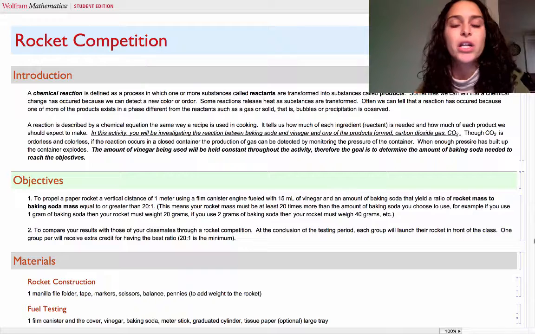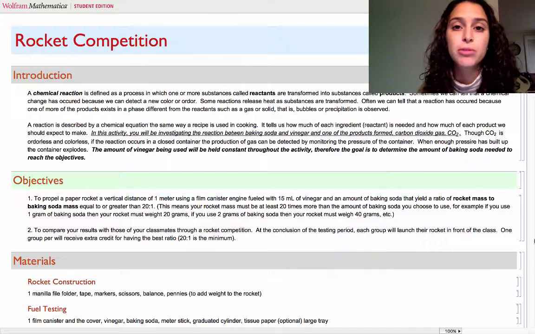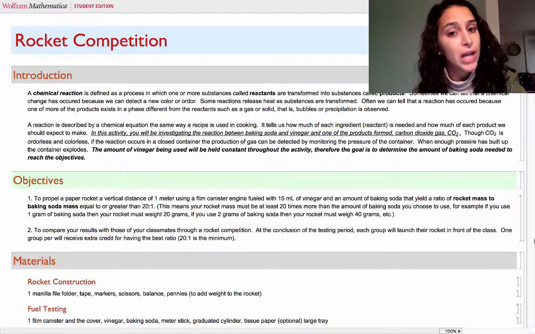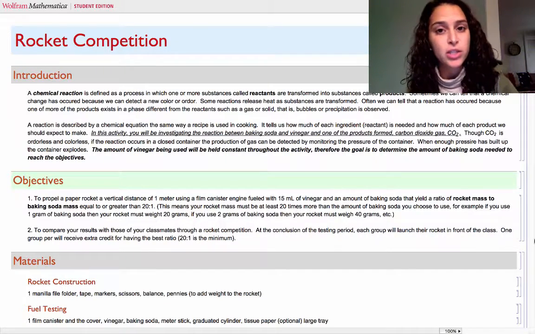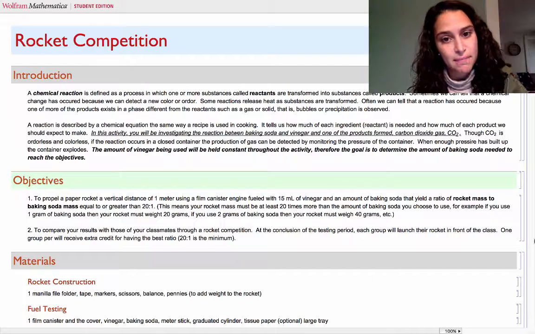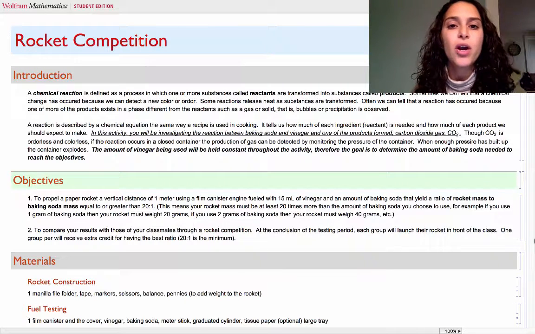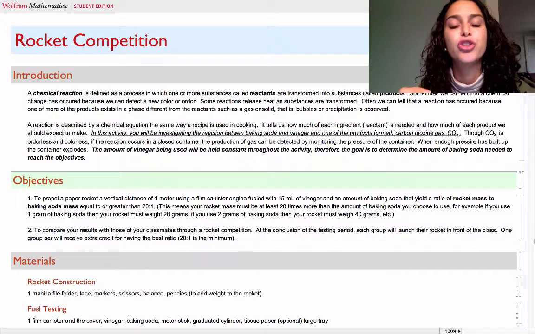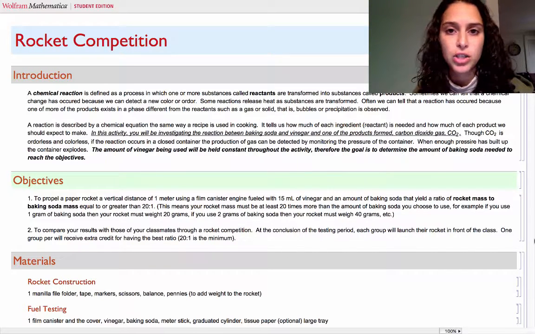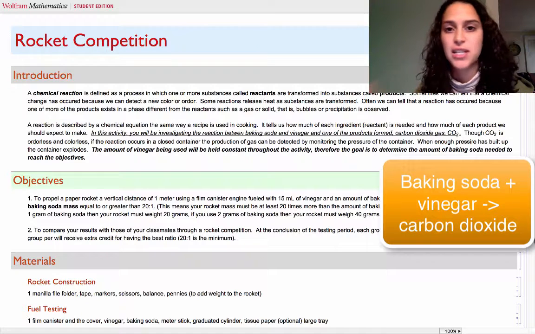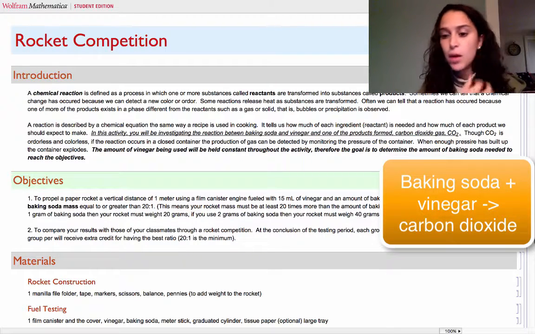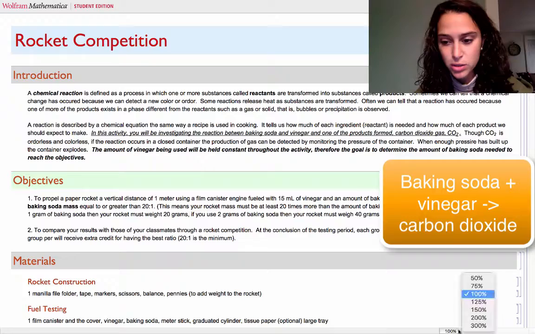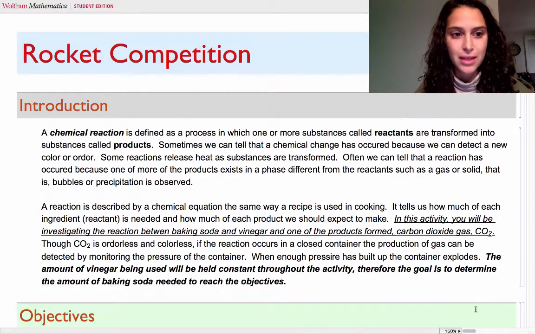So what we are going to look at is the chemical reaction between baking soda and vinegar. And when you react those two reactants, you get a product called carbon dioxide. So we are going to use the carbon dioxide from that reaction to fuel and launch our rocket. Okay, that's kind of the basic premise of it. But I want you to look at this.